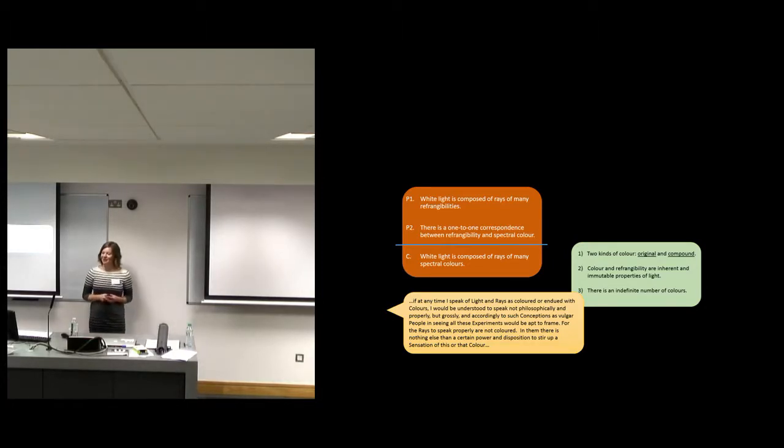For the rays to speak properly are not coloured. In them there is nothing else than a certain power and disposition to stir up a sensation of this or that colour. So when he's speaking fully and philosophically, as he puts it, he talks about red making rays and yellow making rays and so on, rather than red rays. All right, so now let's move on to the disagreements.